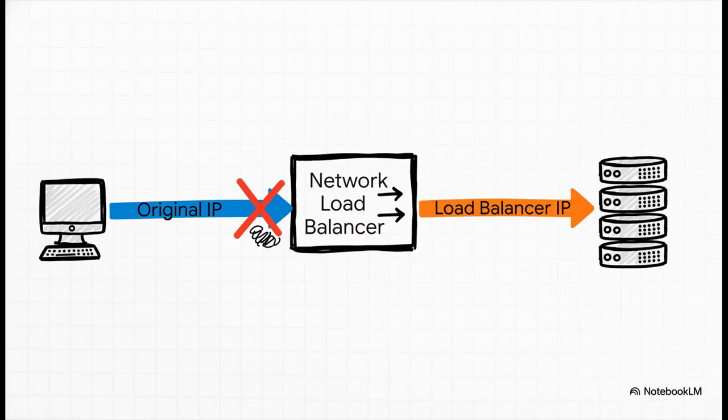And here's the snag. When you're running at scale, you're using something like a network load balancer. The trouble is, that load balancer terminates the user's connection and starts a new one to your back end. And in that little switcheroo, the original client's IP, poof, it's gone. It gets replaced with the IP of the load balancer itself, which is pretty useless for security.